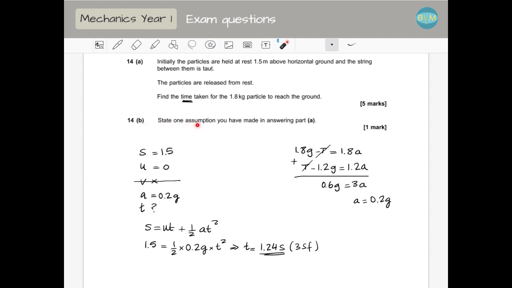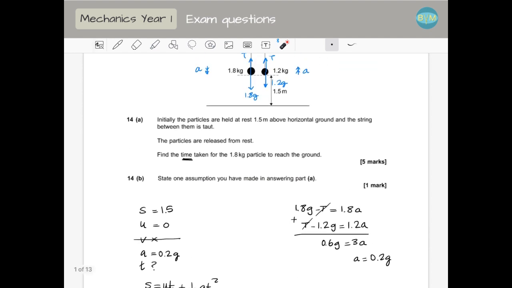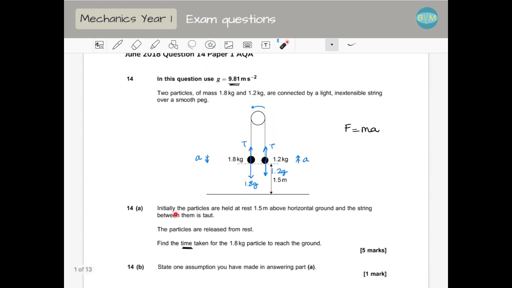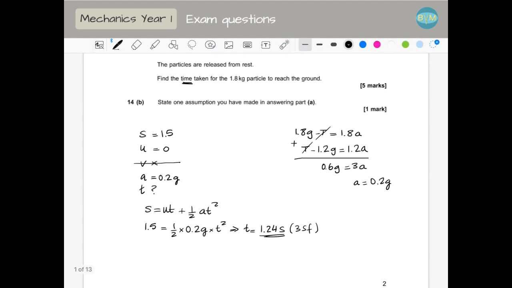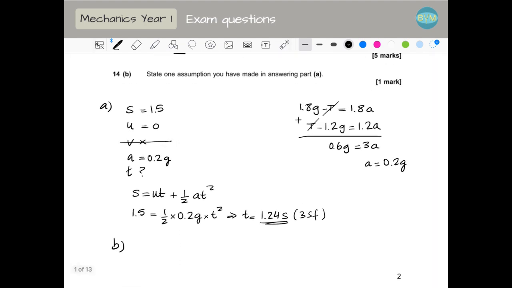And then part B: state one assumption you have made in answering part A. Usually in these questions, when they ask you to find the time taken for the 1.8 particle to reach the ground, they tell you as well to assume that this one doesn't hit the pulley first. So imagine this is less than 1.5: before this one hits the ground, this one will hit the pulley and then the whole thing will stop. So this is one assumption that we've made that usually they tell us to make, because otherwise we don't know how to answer the question.